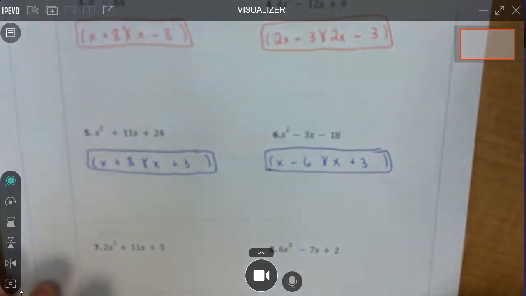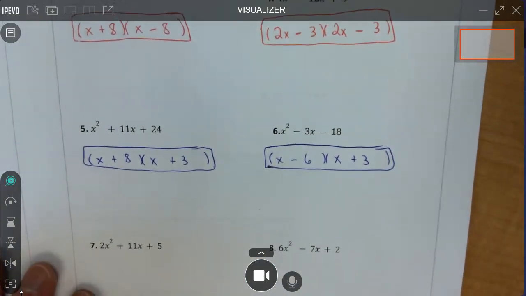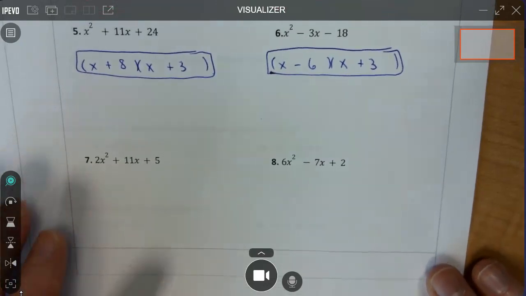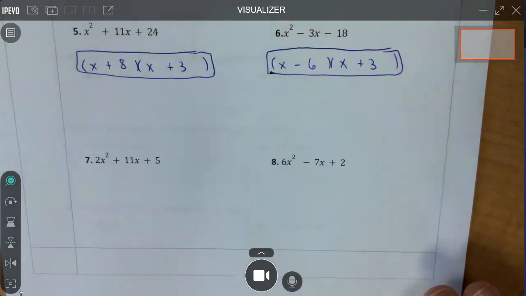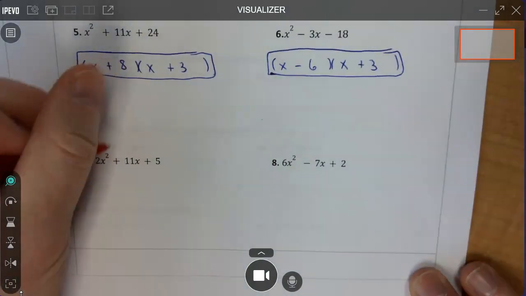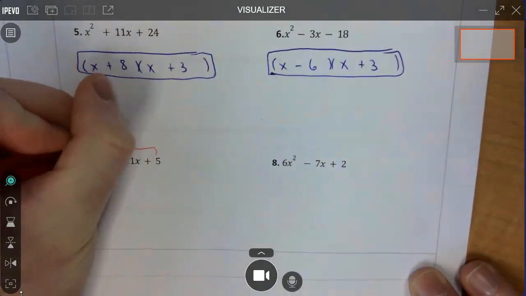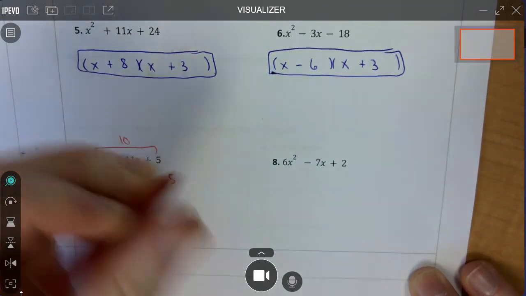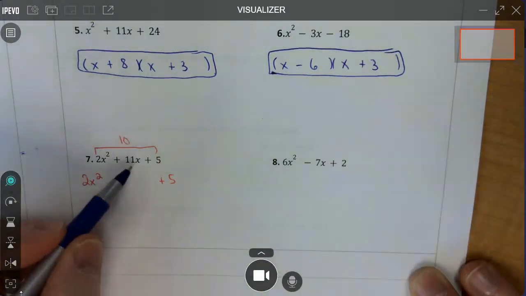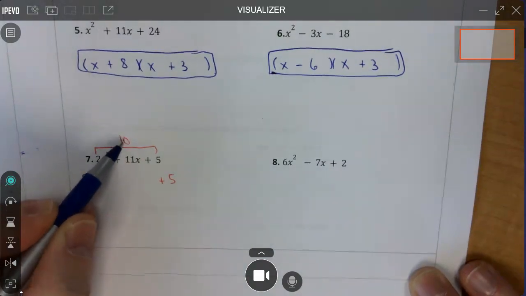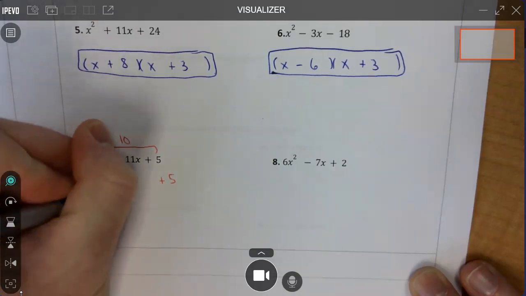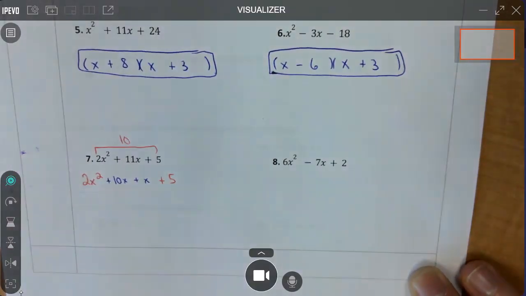So now we're going to finish with two questions that are going to require the AC method. And so we'll go through these ones right now. So because a is greater than 1, I go 2 times 5, that's 10. The 2x squared stays here. The plus 5 stays there. And then the 11x, what two numbers multiply to make 10 but add to make 11? Well, that's plus 10x and plus x.